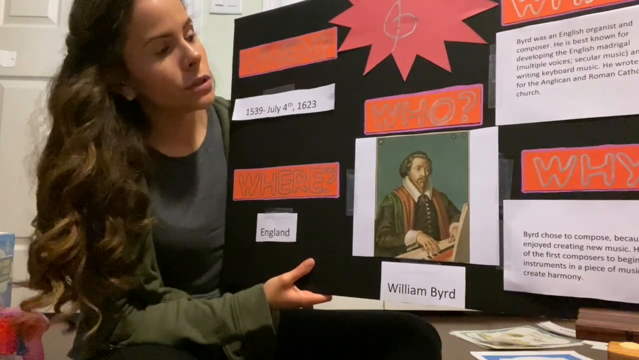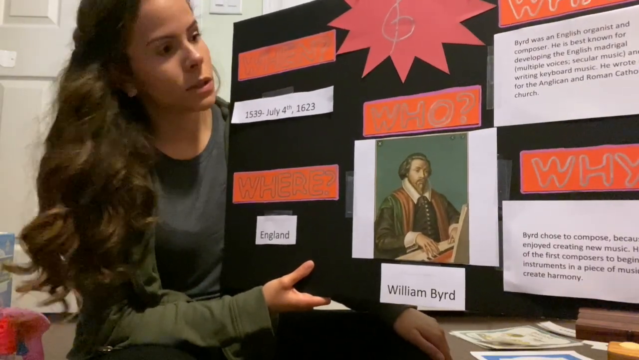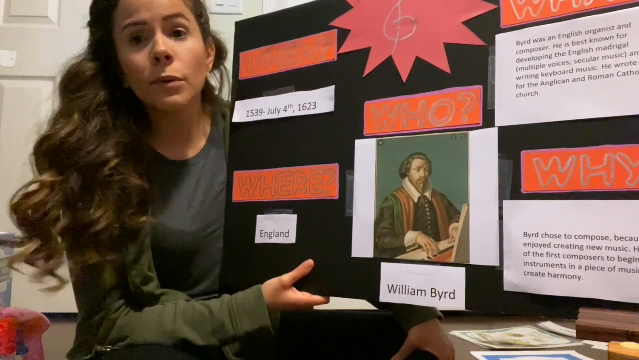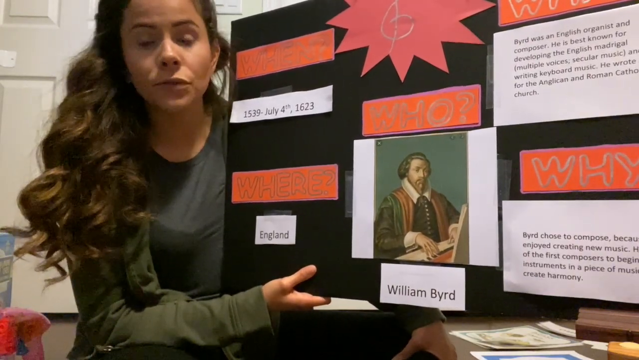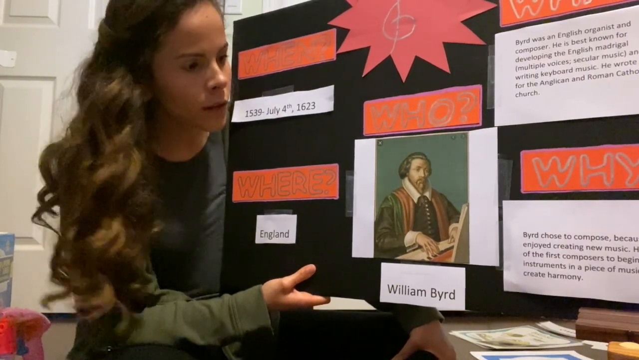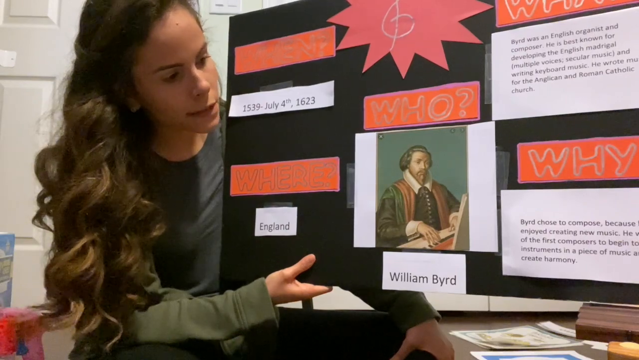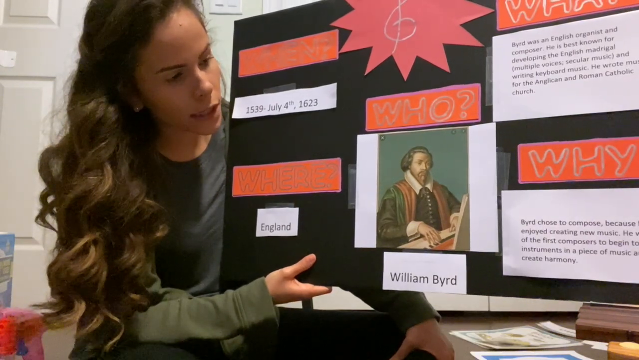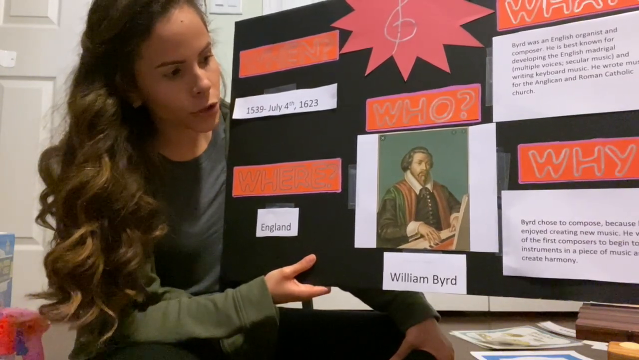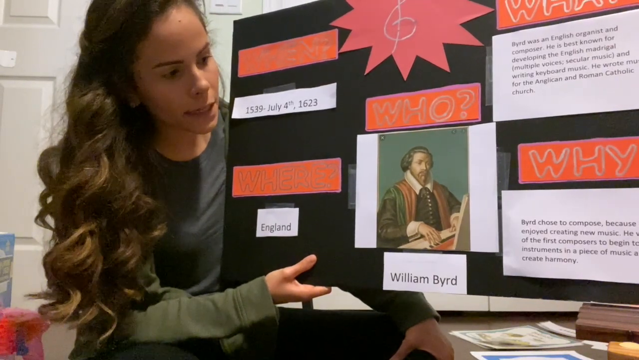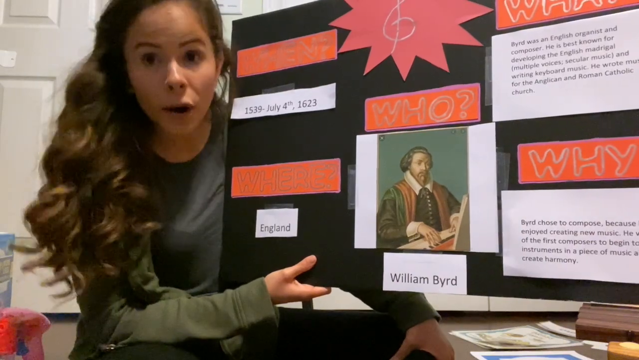He is also famous for writing keyboard music, and he wrote music for the Anglican and Roman Catholic Church. So, he wrote both. He wrote secular music and music for the church, because he was passionate about both. Why did he do it? Byrd chose to compose because he enjoyed creating new music. He was one of the first composers to begin to blend instruments in a piece of music and create harmonies.